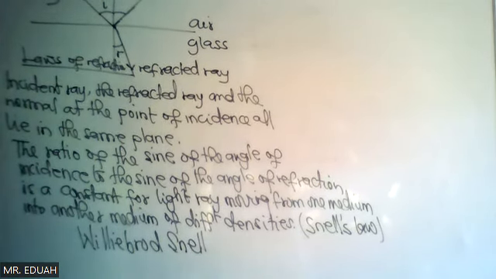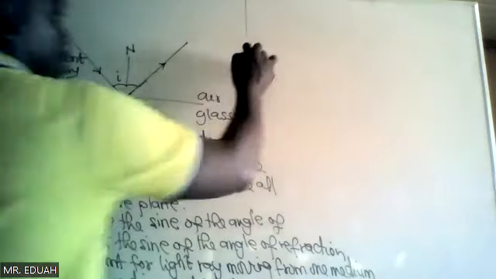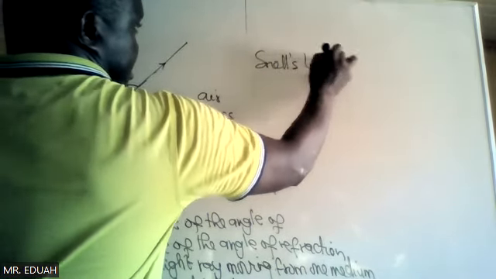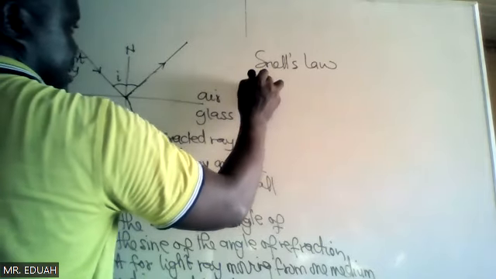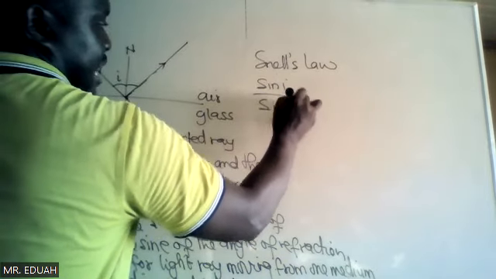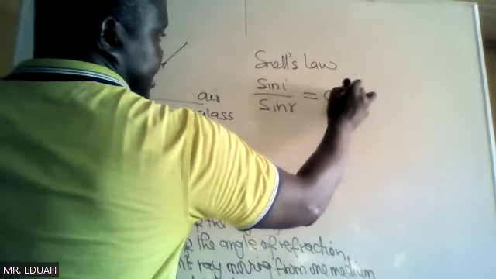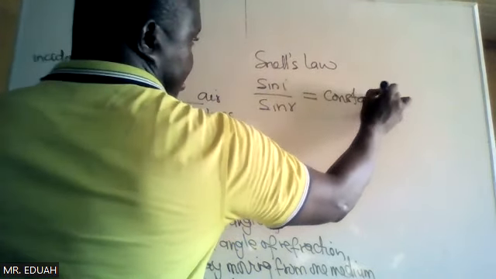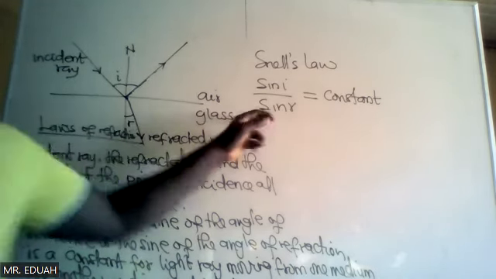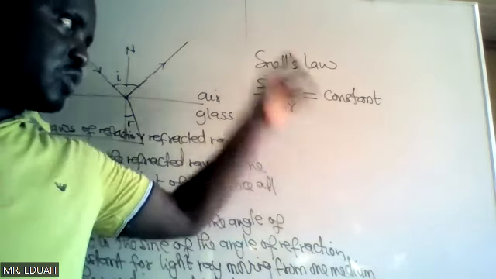So Snell's law in mathematical form is given as sine i over sine r, and this is equal to a constant. So the ratio of the sine of the angle of incidence to the sine of the angle of refraction is equal to a constant.